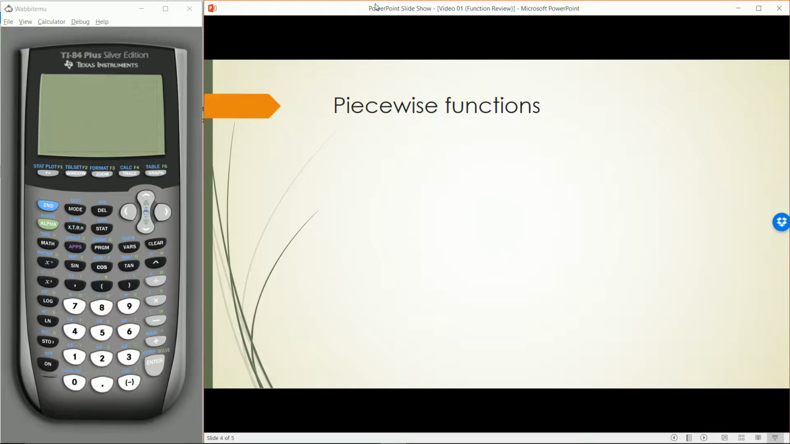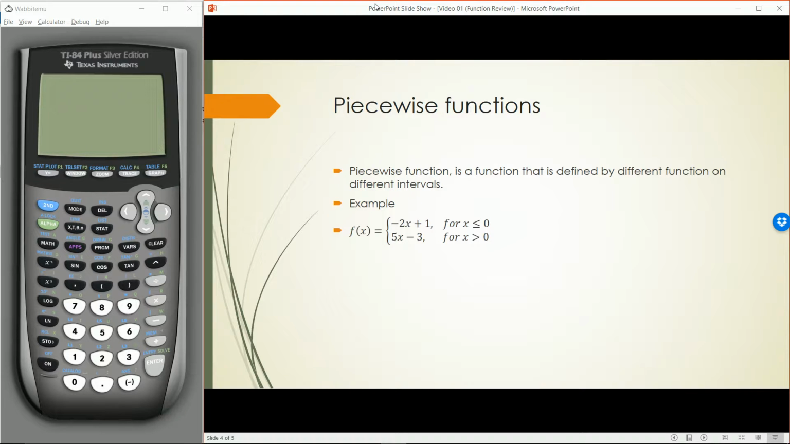Now, what do we mean by piecewise functions? This is the last major aspect of functions that we need to know about. A piecewise function is a function that is defined by different functions on different intervals. Sounds a little clunky, but it's not that bad. If we look at this, it looks bad, but it's saying f of x is defined by the function negative 2x plus 1 for x less than or equal to 0. So on our xy plane, when x is less than or equal to 0, we're graphing that top equation.